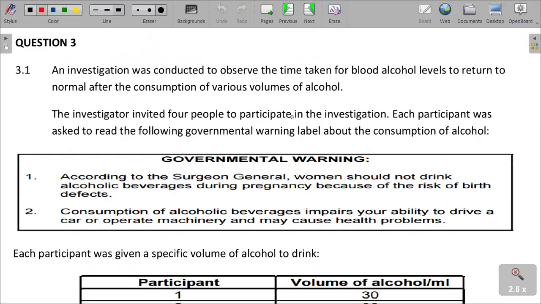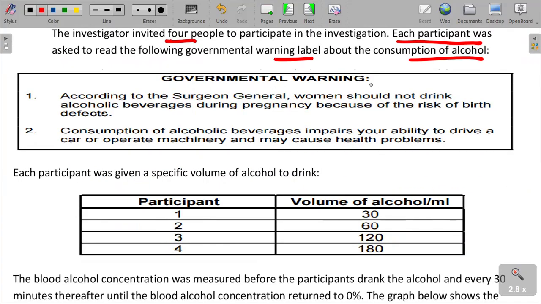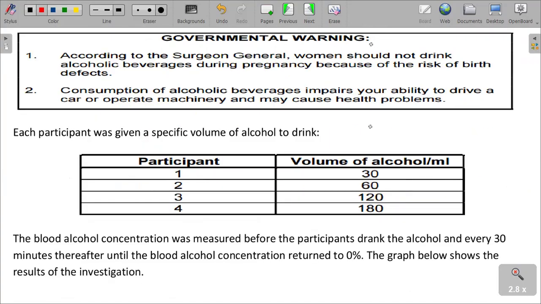We are given that an investigation was conducted to observe the time taken for blood alcohol levels to return to normal after consumption of various volumes of alcohol. The investigator invited 4 people to participate. Each participant was asked to read the following governmental warning label about consumption of alcohol: according to the Surgeon General, women should not drink alcoholic beverages during pregnancy because of the risk of birth defects. It actually affects children.